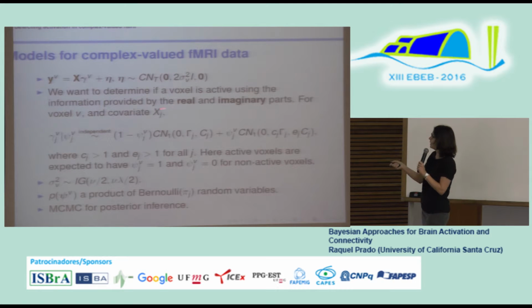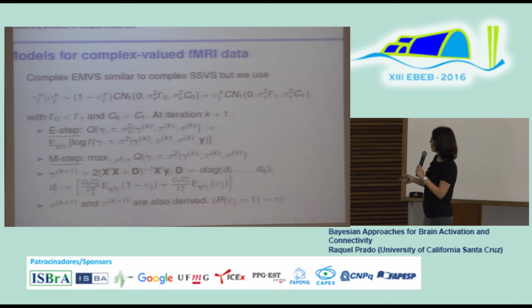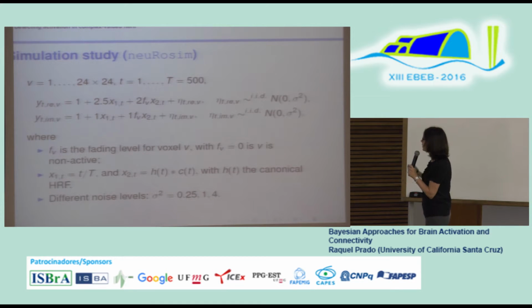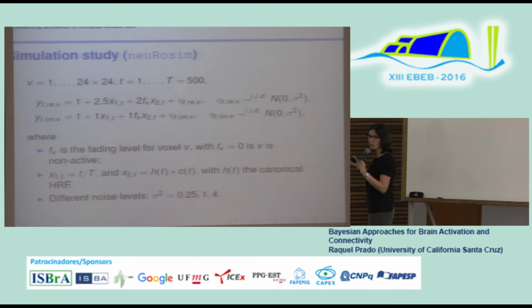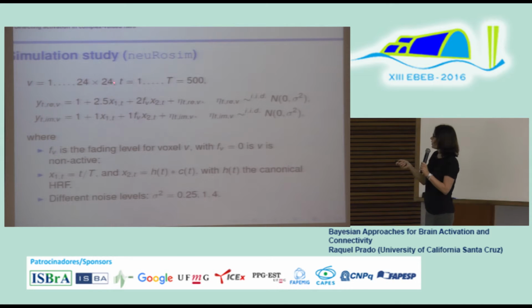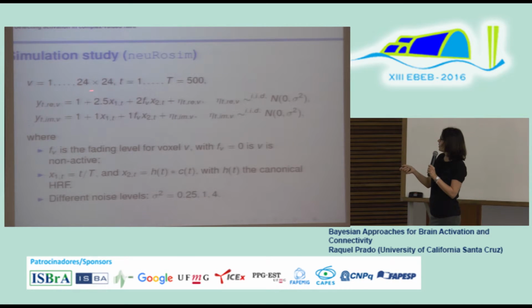So this is how my distribution is going to look. It's the usual type of distribution, but now we are using the complex valued signals. And then we have just the standard construction here. I'm going to skip over the algorithm, and show you some pictures and some results in terms of simulation studies. So here is the simulation study.